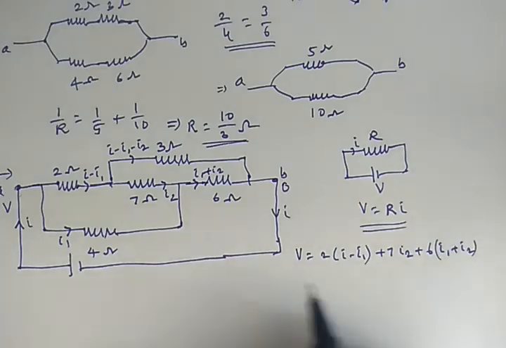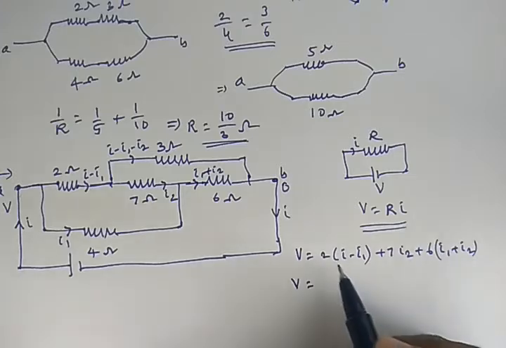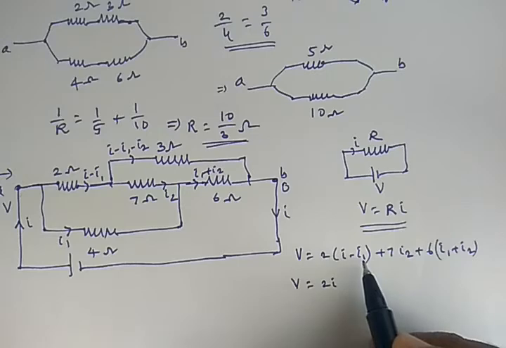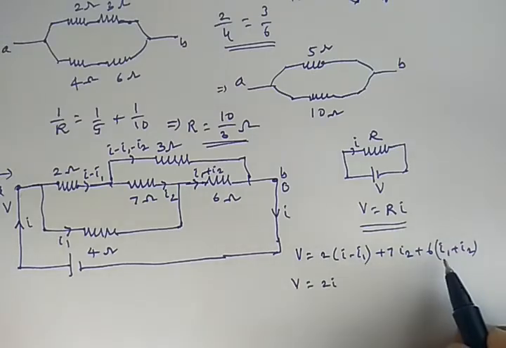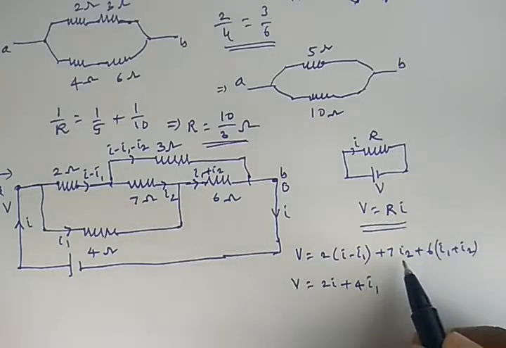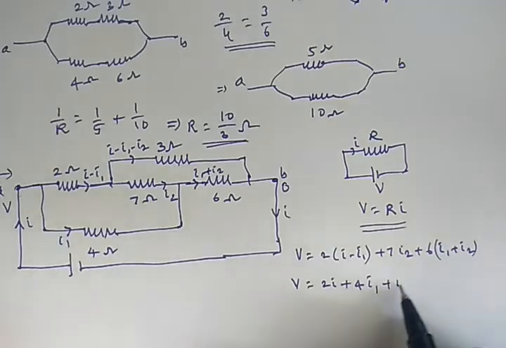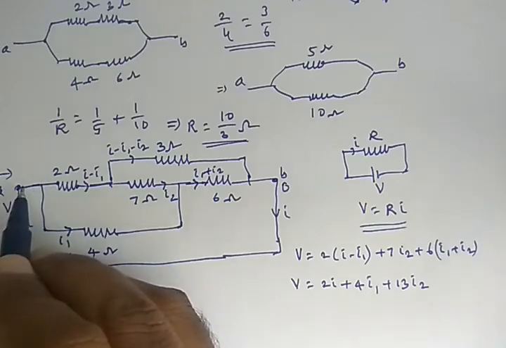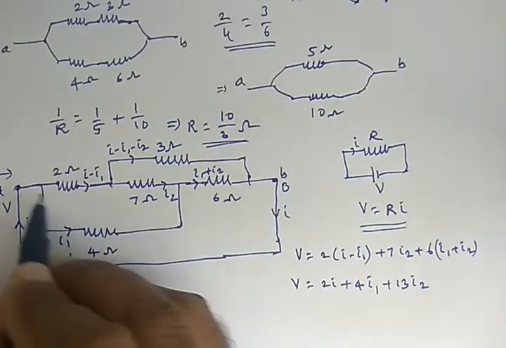So once you solve this, you will get the equation. This is 2I, and see I1s, there are minus 2I1 here and there are 6I1 here. So you get 4I1. Similarly, you get 7I2 and there are 6, that is 13I2. This is one equation. So I have taken the voltage across this one and that one along this path.